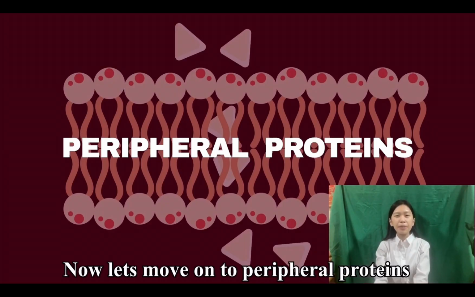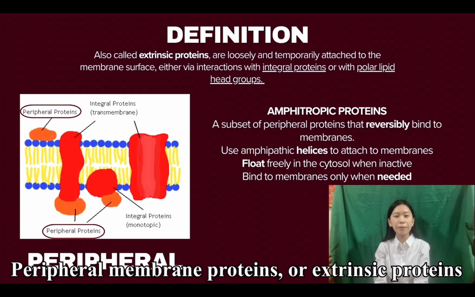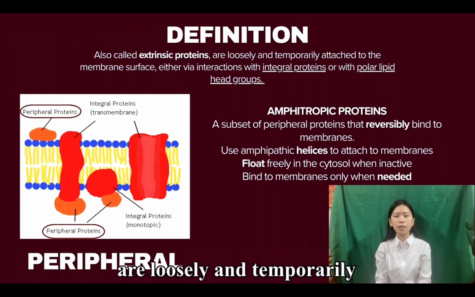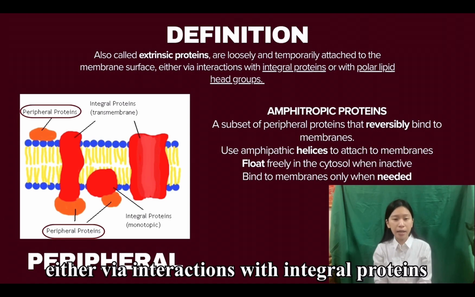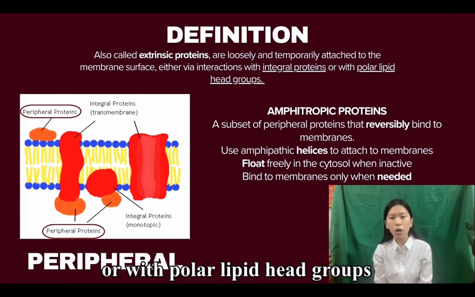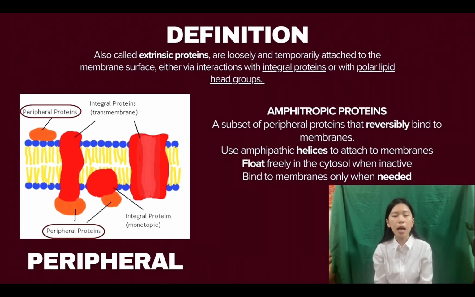Now let's move on to peripheral proteins. Peripheral membrane proteins, or extrinsic proteins, are loosely and temporarily attached to the membrane surface, either via interactions with integral proteins or with polar lipid head groups.